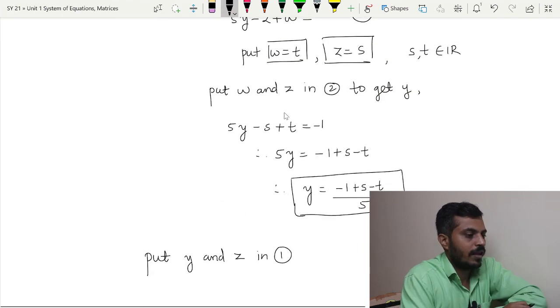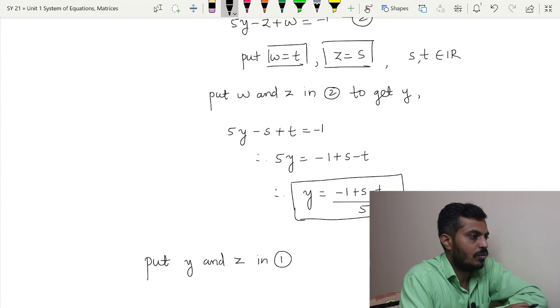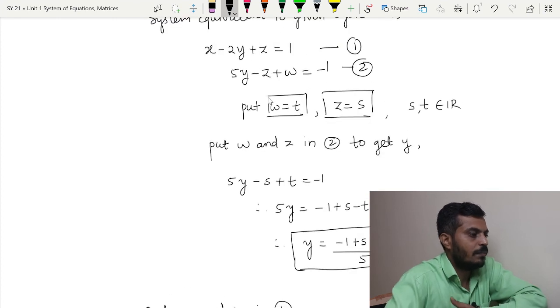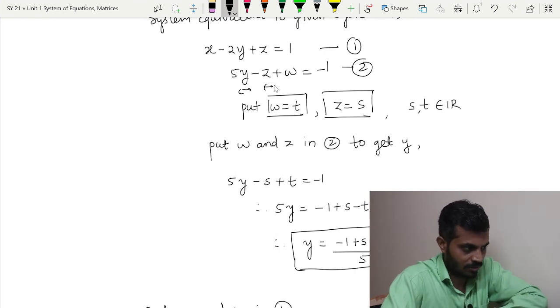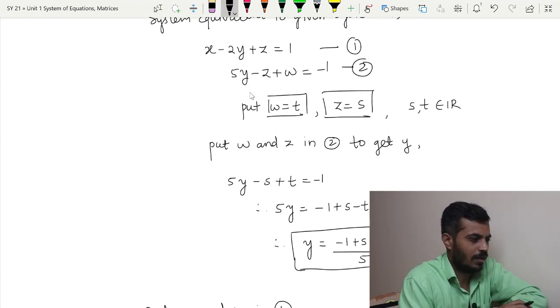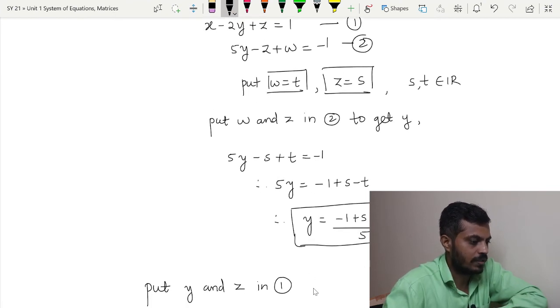Now, here we got a fraction, right. So, we can avoid the fraction. How can we avoid the fraction? Instead of using the parameters for w and z, we can use the parameters for, let us say, y and z. Then I think we will avoid fractions. So, this also you can do, but we have used it for z and w. So, we will continue. Once I put the values of y and z in 1, what will I get?